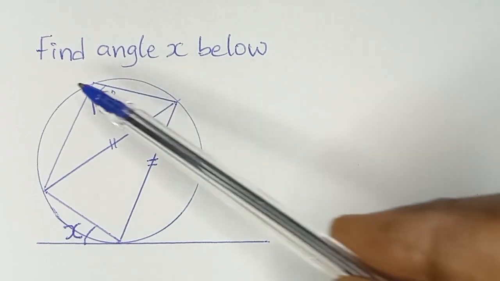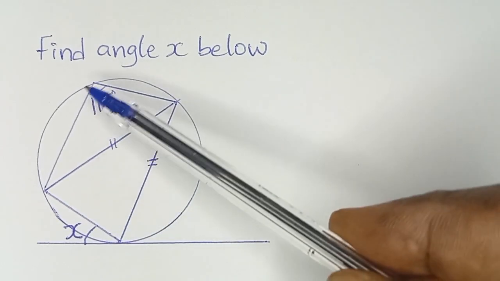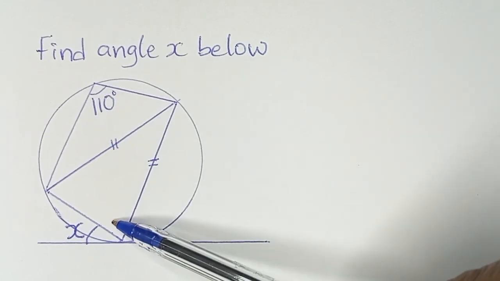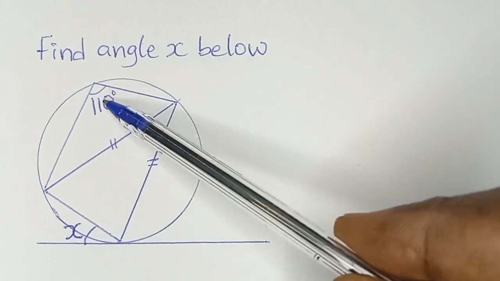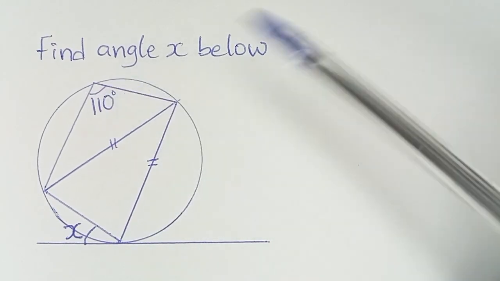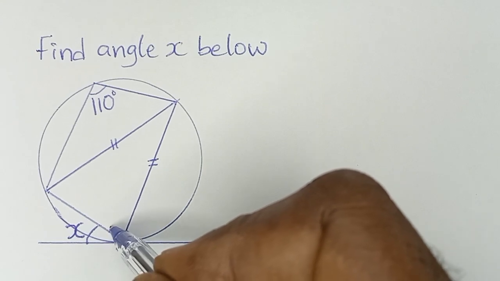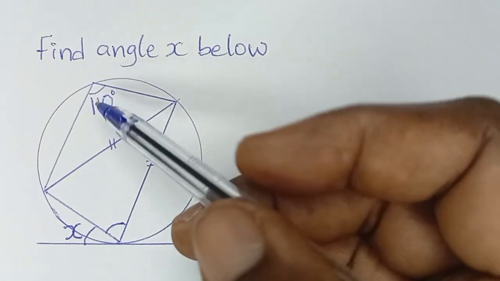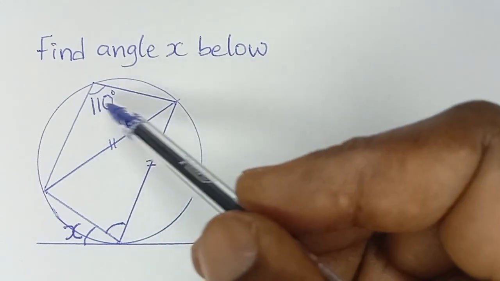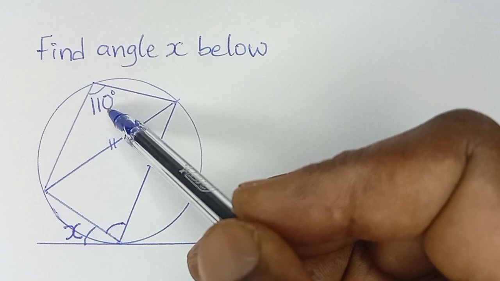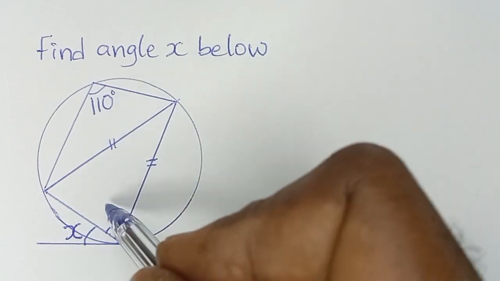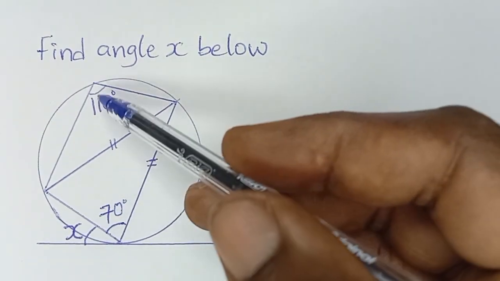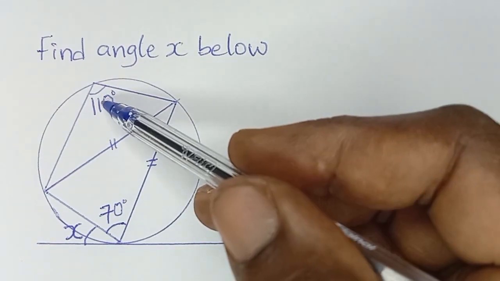So now the opposite angles, according to the theorem, the opposite angles of a cyclic quadrilateral are supplementary, meaning that they add up to 180. So this 110 and the angle that we have here are opposite angles of the cyclic quadrilateral, and they add up to 180. So to get this one, we simply say 180 minus 110. So 180 minus 110 will give us 70. So this angle here is 70 degrees, so that the two of them add up to 180 degrees.